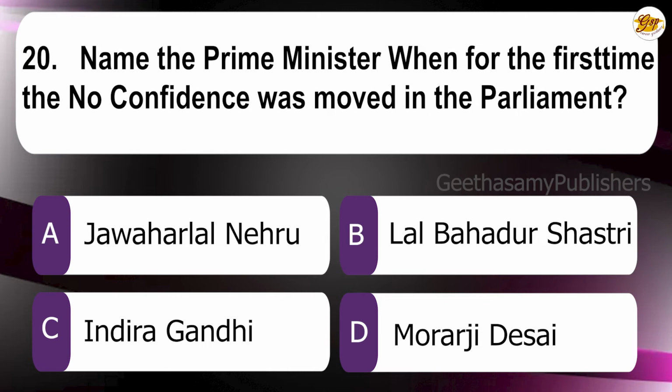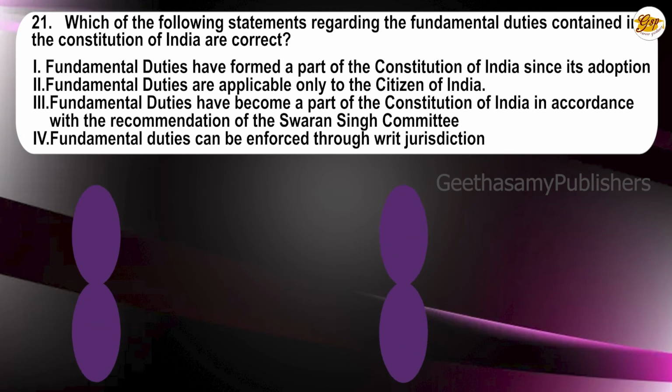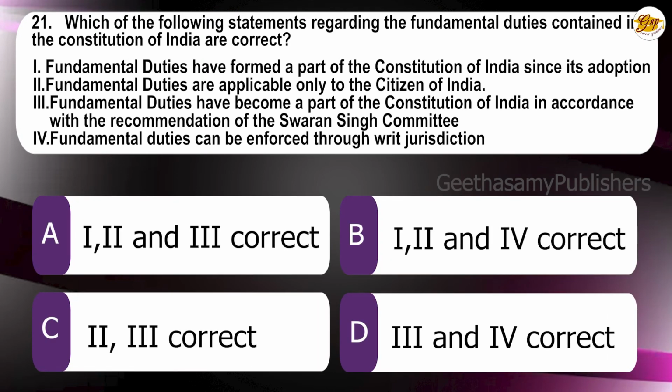20th question. Name the Prime Minister when, for the first time, the no-confidence motion was moved in the Parliament. A. Jawaharlal Nehru, B. Lal Bahadur Shastri, C. Indira Gandhi, D. Morarji Desai. The answer is A. Jawaharlal Nehru.